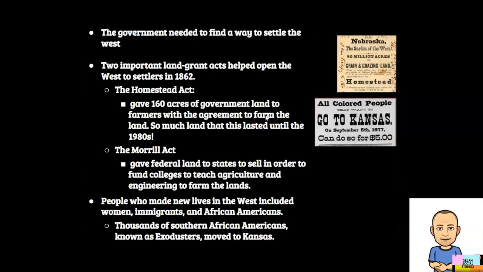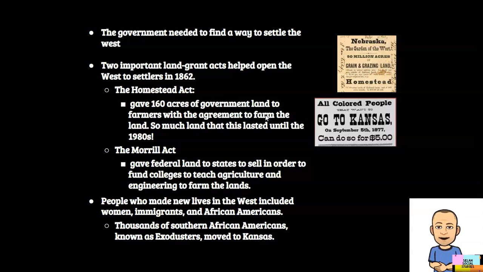So let's talk about getting the people out there. How did the United States get the people out to the Great Plains? Well, the United States government created two land grant acts that helped open the West to settlers in 1862. The first one, the Homestead Act, gave 160 acres of government land to farmers to live on free of charge, and the only thing that was required was to build a house on the land and farm it. Pretty simple. So now Americans from every wealth bracket were able to move to the West and acquire land to live on and build a house and farm.